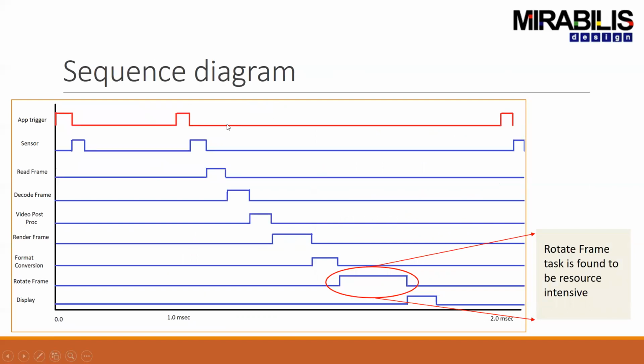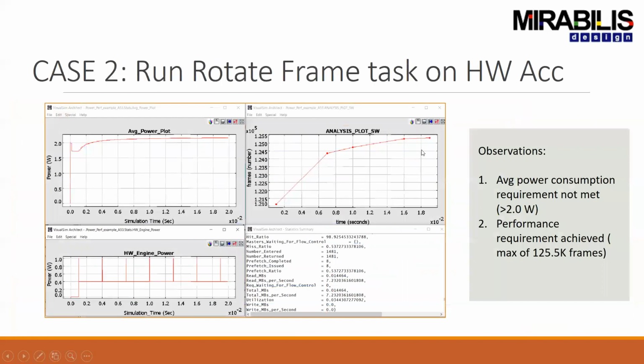Once I ran this case one, I generated a sequence diagram. And I could see that for each of the triggers, the rotate frame task is taking too much resource usage, utilization. Since we found that the rotate frame task is one of the most resource intensive tasks, what we did was we ran the rotate frame task on a hardware accelerator. Because it is very resource intensive, we partitioned that task to run on the hardware accelerator.